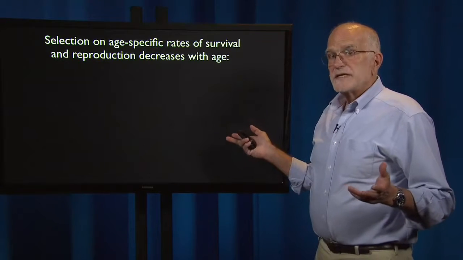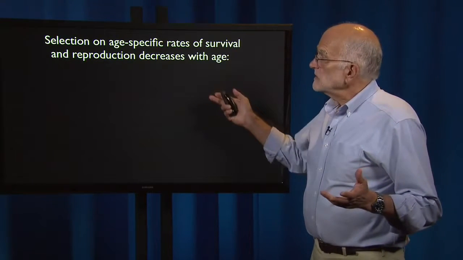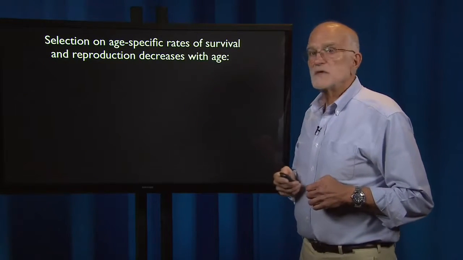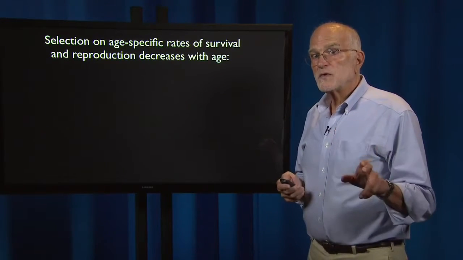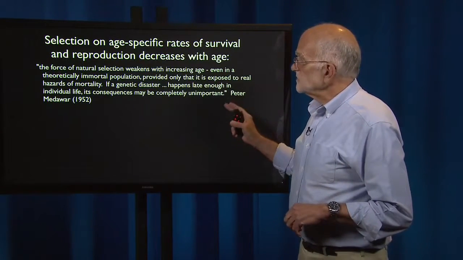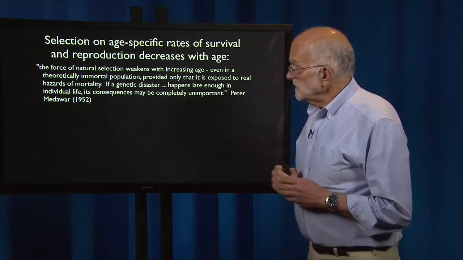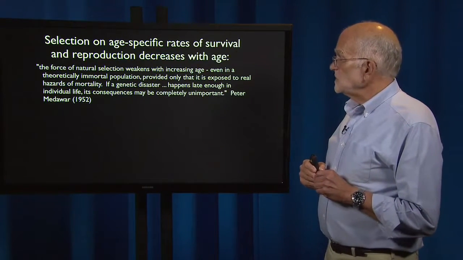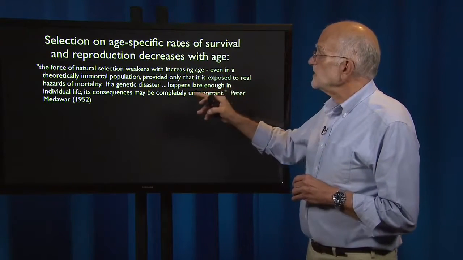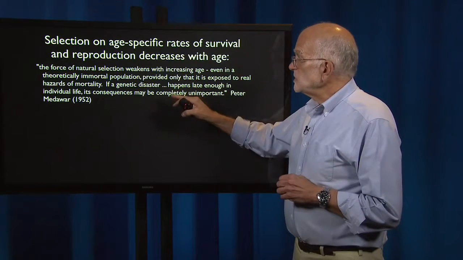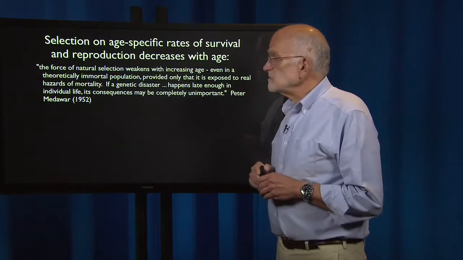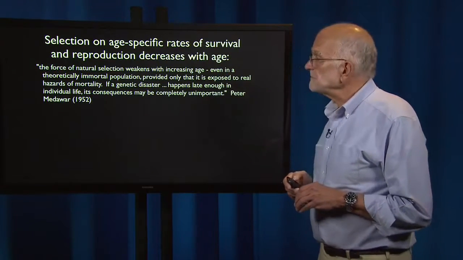The first insight in the evolutionary theory of aging is that selection on age-specific rates of survival and reproduction decreases with age. So selection is stronger on the young than it is on the old. This was stated as follows by Peter Medawar. The force of natural selection weakens with increasing age, even in a theoretically immortal population, provided only that it is exposed to real hazards of mortality. If a genetic disaster happens late enough in an individual life, its consequences may be completely unimportant.